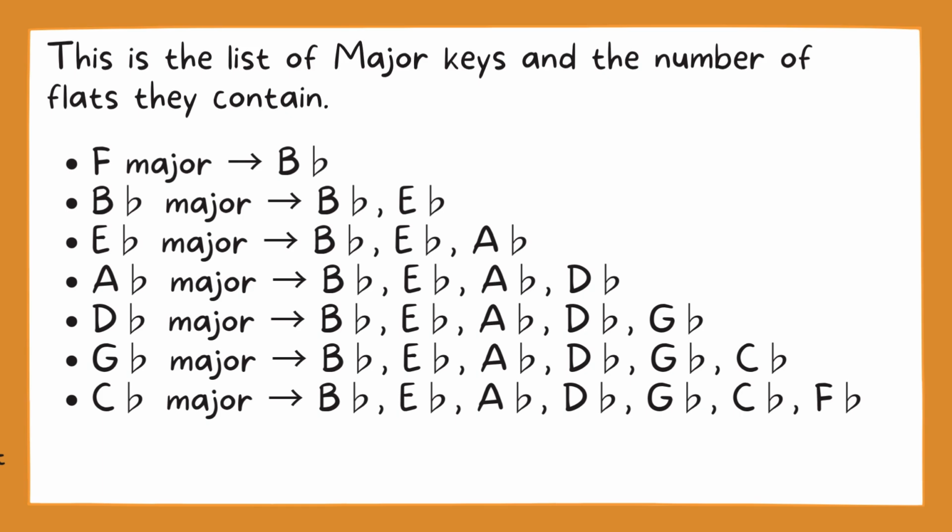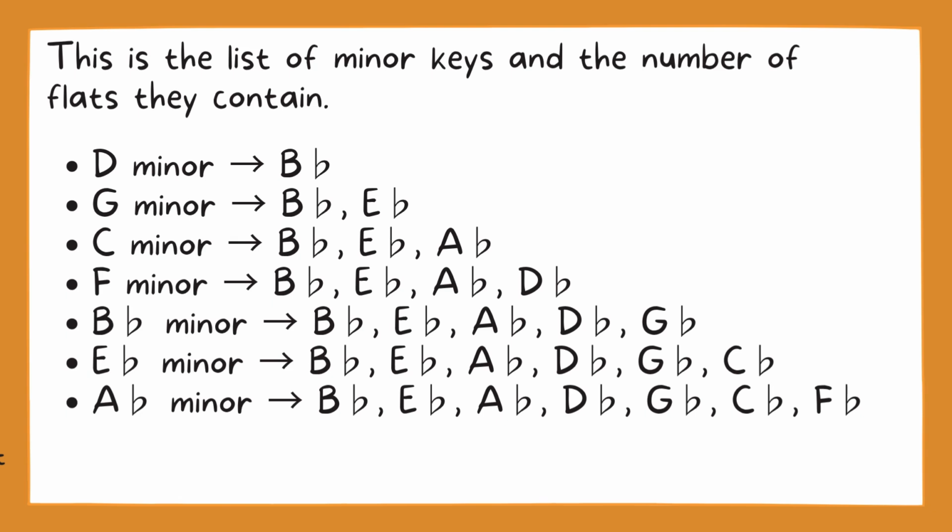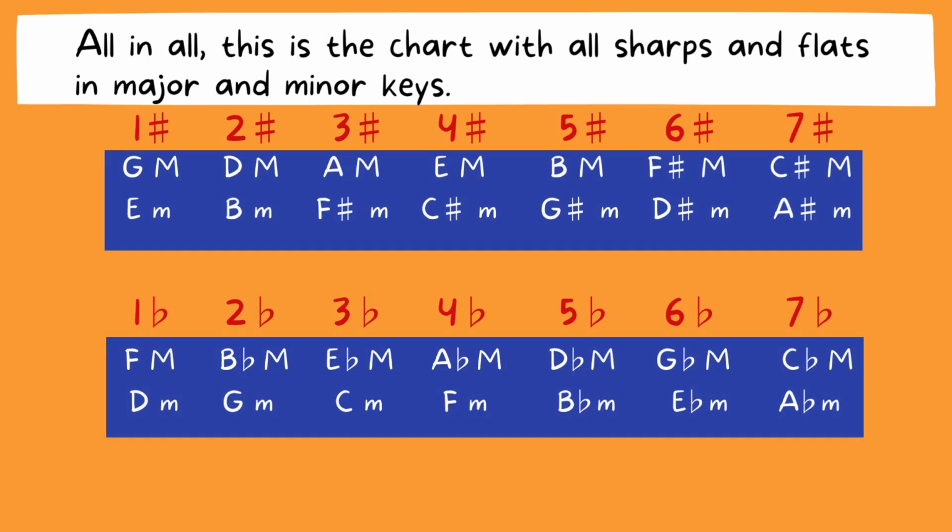This is the list of major keys and the number of flats they contain. As we have seen, F major has got 1 flat, and C flat major has got 7 flats. And now, have a look at the list of minor keys and the number of flats they contain. It starts with D minor, which has got 1 flat, and finishes with A flat minor, which contains 7 flats. All in all, this is the chart with all sharps and flats in major and minor keys. It is important to learn this chart by heart.